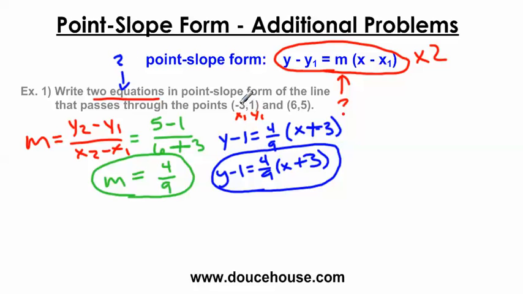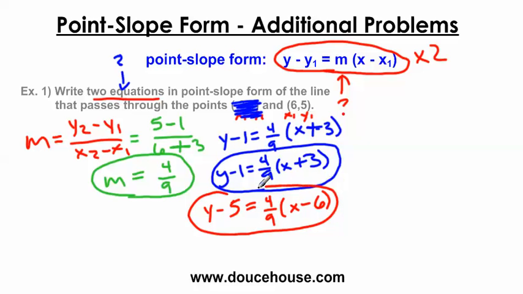Now that I've used this point, I'm going to ignore it, and I'm going to go over here and label this one x1 and y1. I'm basically going to redo what I did here, but I'm going to change the x1 and the y1. So I'm going with y minus y1, in this case 5, equals, well, the slope is the same slope, so m is still 4 over 9. And then we have the x and the minus sign, and then the x1 is 6. I have now come up with two different equations in point slope form with these two different points that I originally started off with.